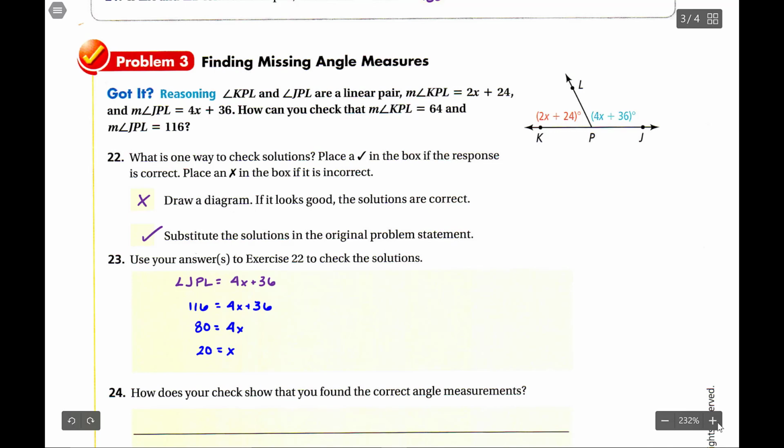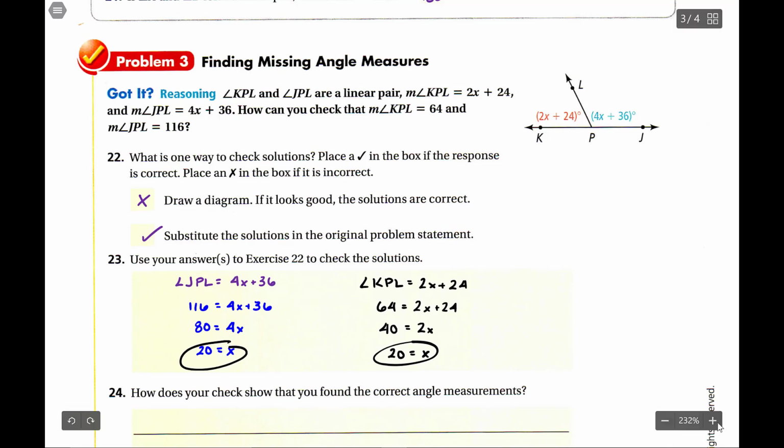If the claim is correct that KPL is 64 and JPL is 116, we can solve for both angles, and in each case x should be 20 degrees. So let's see, we have KPL is equal to 2x plus 24. And we're going to substitute in KPL is given as being 64 degrees. Subtract 24 from both sides, divide by 2, and we get x is equal to 20 in both cases.